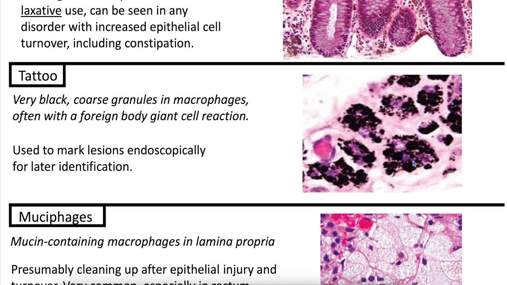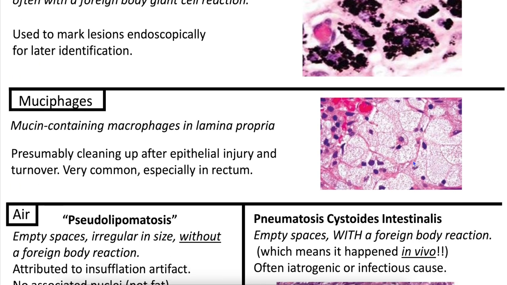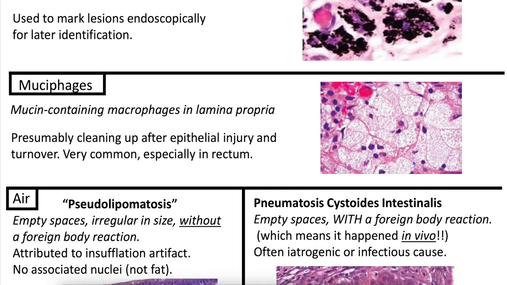Tattoo, very black coarse granules in macrophages, often with a foreign body giant cell reaction. It's used to mark lesions endoscopically for later identification. Muciphages, macrophages eating mucin in the lamina propria, presumably cleaning up after epithelial injury and turnover, very common, especially in the rectum.